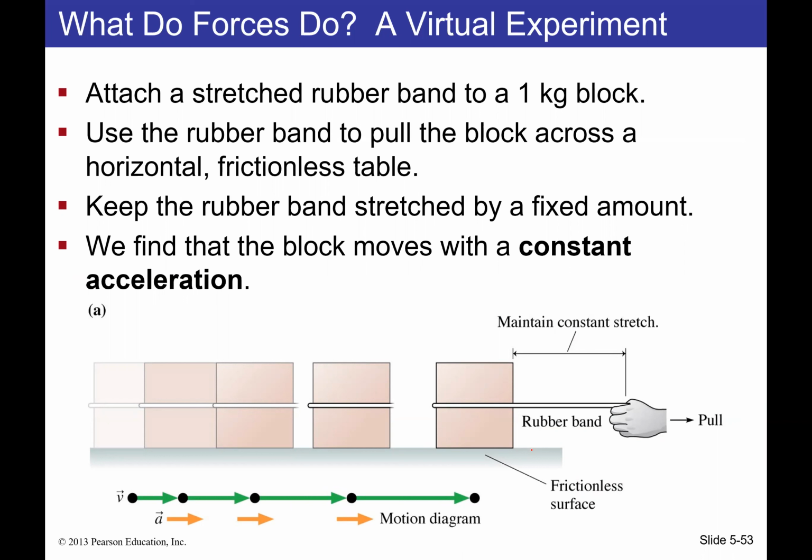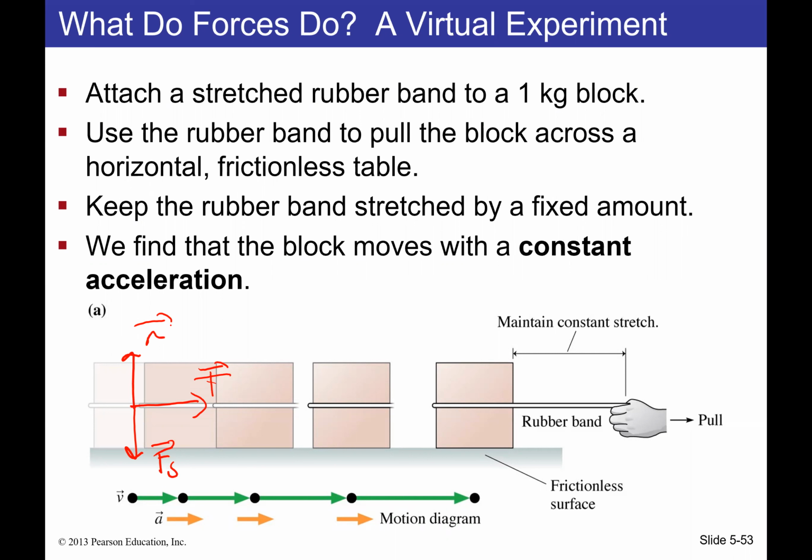All right, now let's talk about what forces do to the object. So think like this. You attach a rubber band to a 1 kilogram block, and you use the rubber band to pull the block across a horizontal frictionless table. That means, if this is the block, you're giving some kind of tension force pulling to the right, and there is a normal force and a gravitational force. That means three forces acting on it.